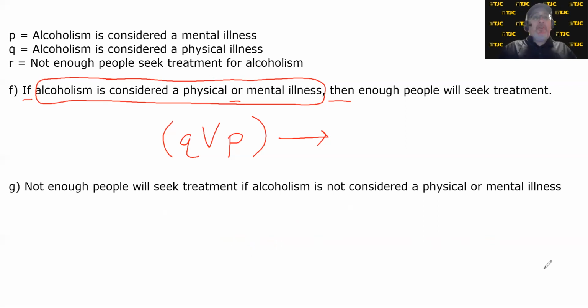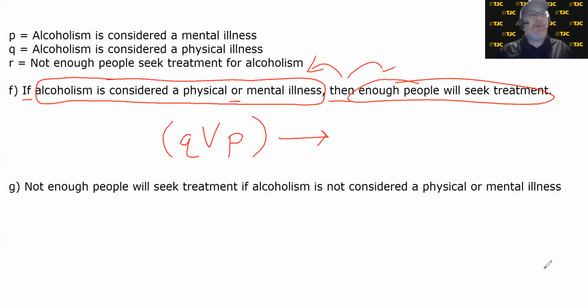All right, so now that we figured out the left side of the if-then, we just have to look to the right to figure out what this is. Enough people will seek treatment. That's almost statement R, except it's its negation. I'm having trouble drawing tildes. That's an R, not a P. So this one involved all three.